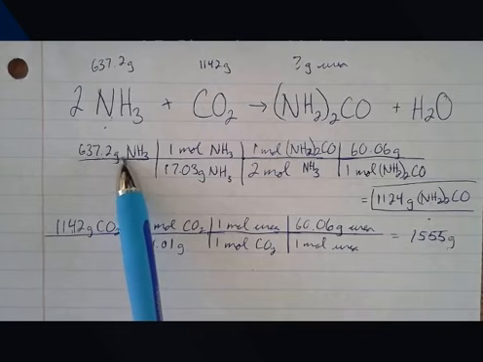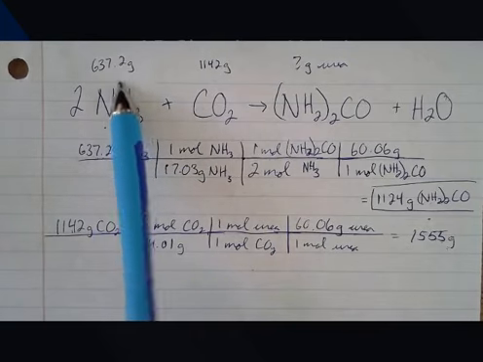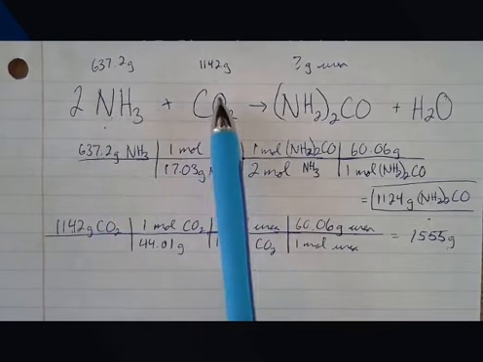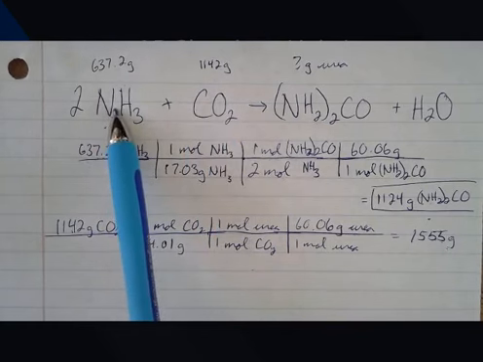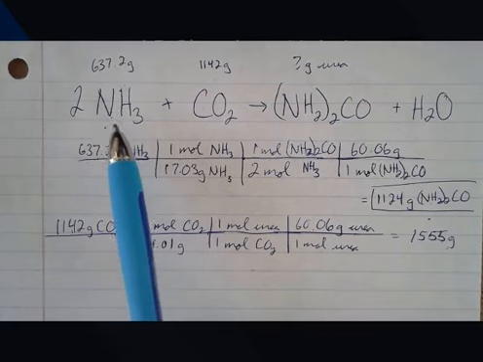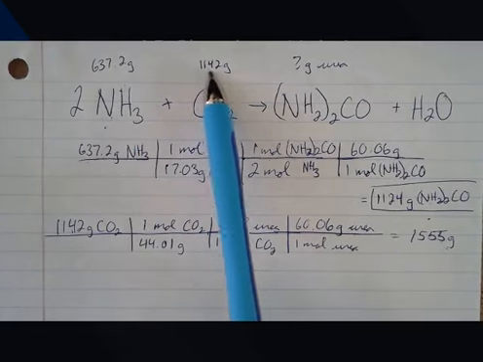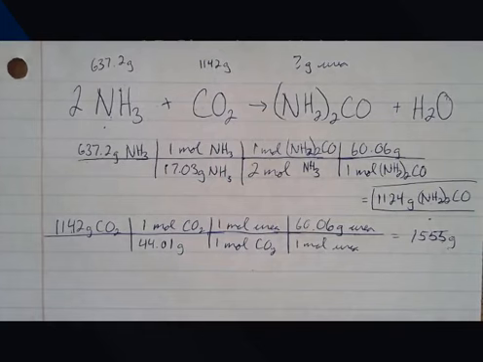So what we could do is figure out how much carbon dioxide is needed to use up all of that 637 grams of ammonia. From there, it's obviously going to be less than 1142. We would take the subtraction, and that would be what's left over.